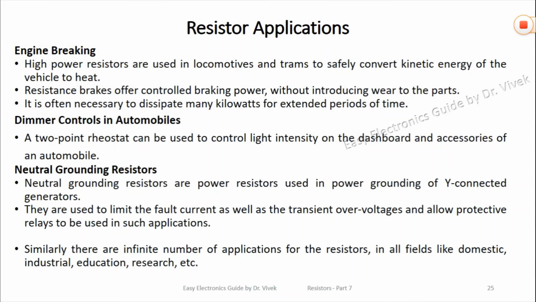High power resistors are used in locomotives to safely convert kinetic energy of the vehicle to heat. Resistors are used as dimmer controls in automobiles and as neutral grounding resistors. Similarly, there are countless applications of the resistors in all fields like domestic, industrial, education, research, etc.